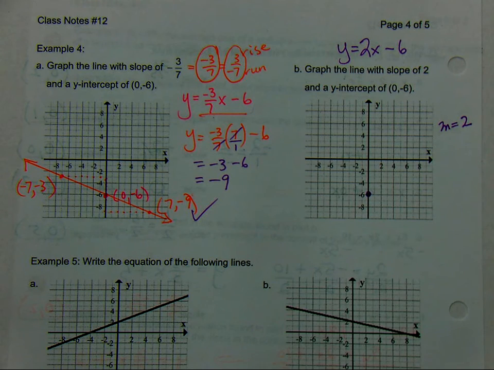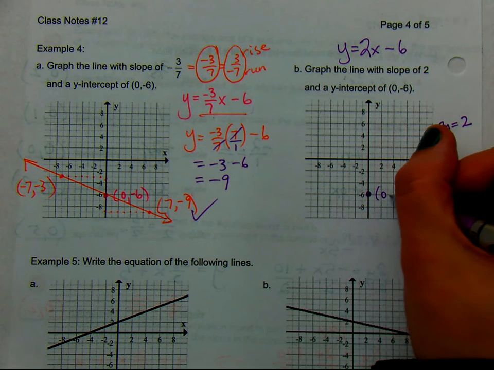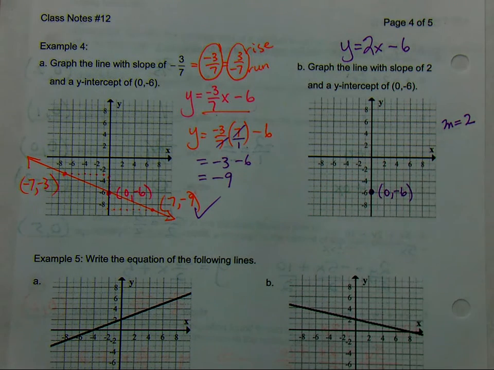So from that point 0, negative 6, and I'm just going to label it, that's my y-intercept on the y-axis. How do I graph the line from there? I know what the rise is, but what's the run? The rise is 2. What's the run?